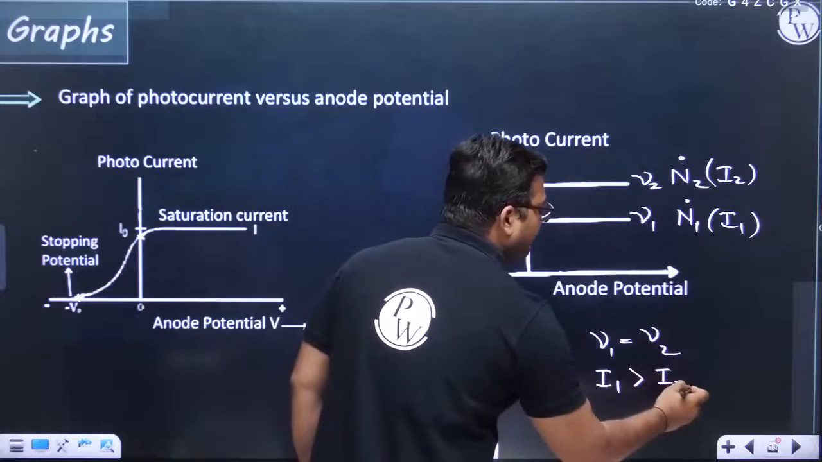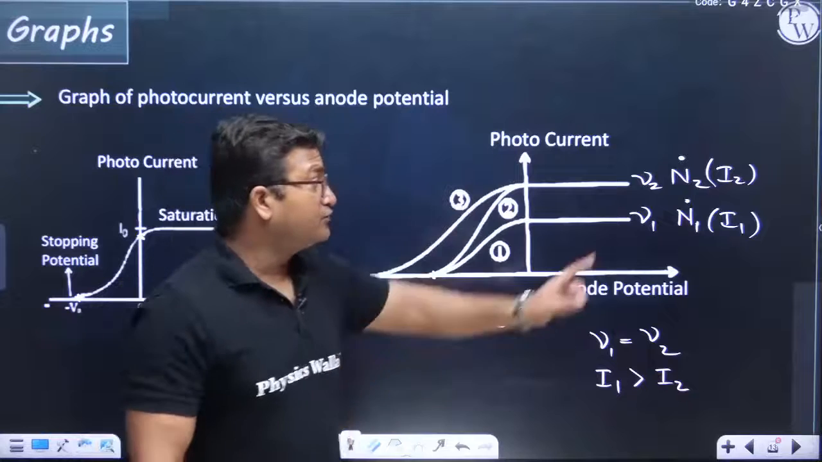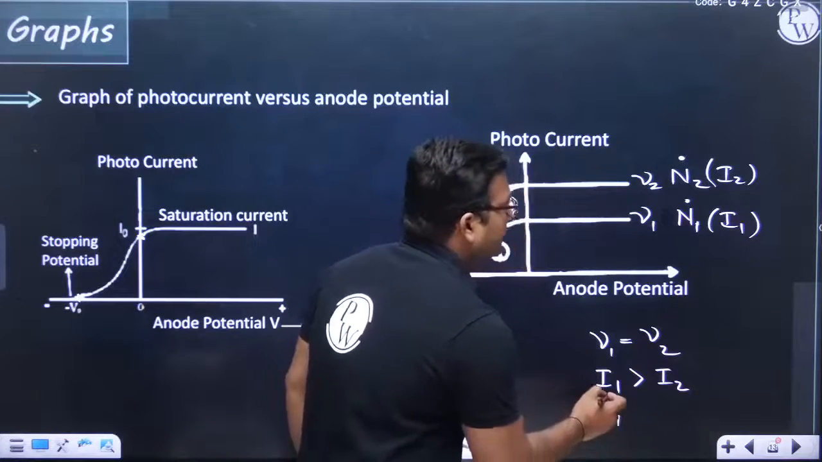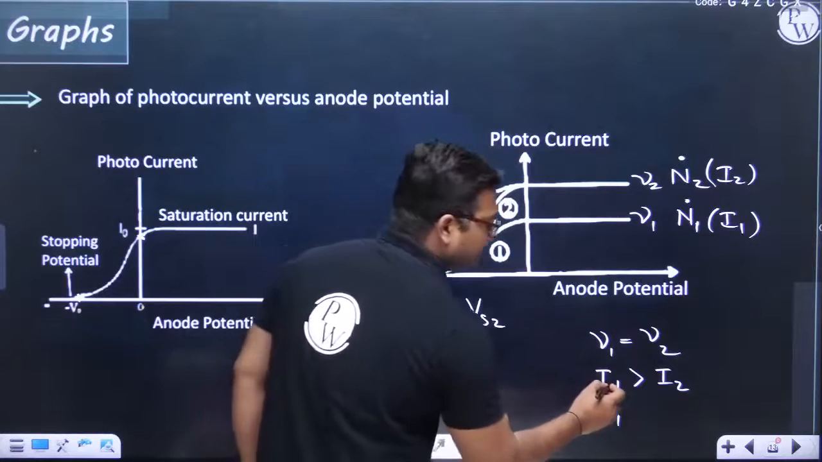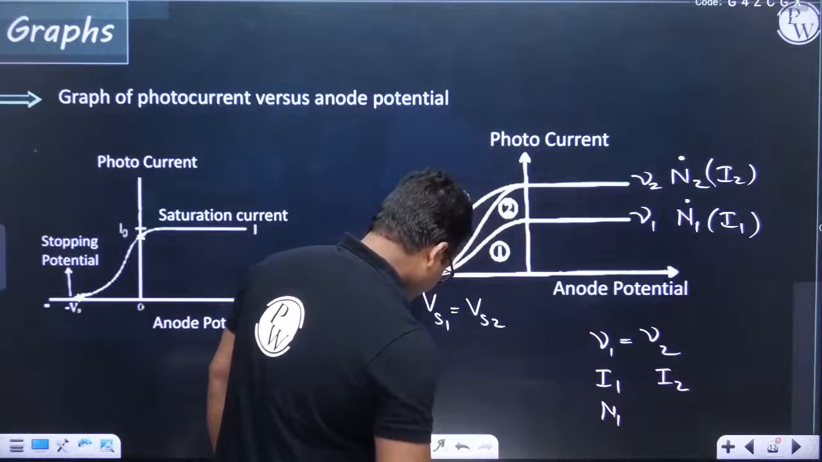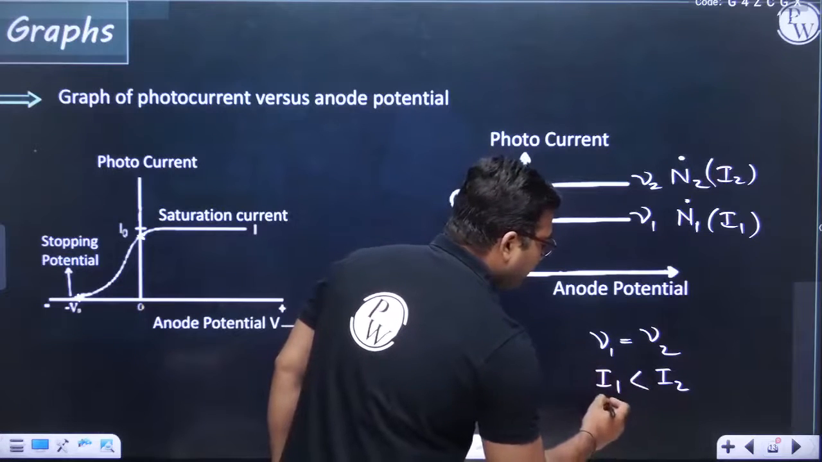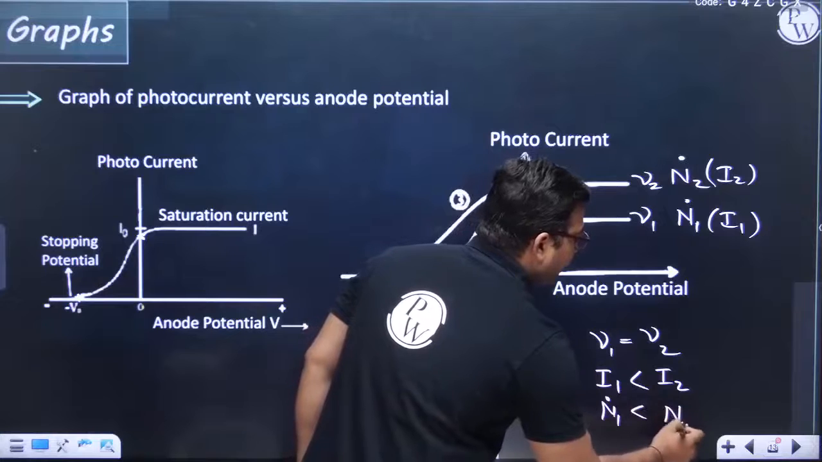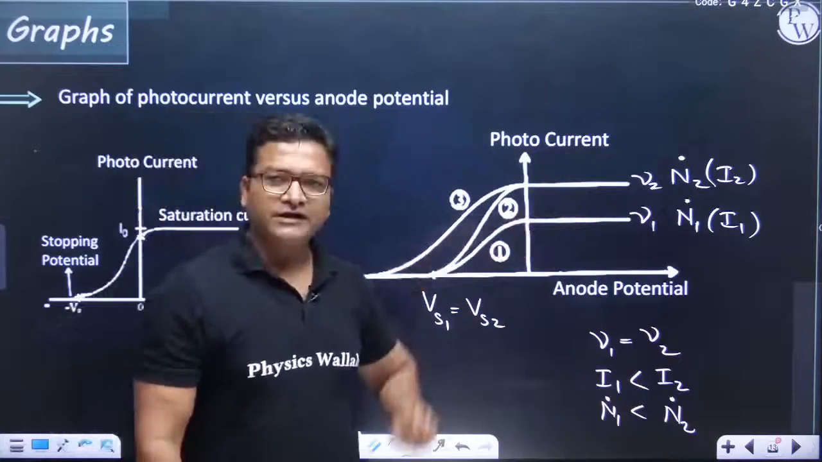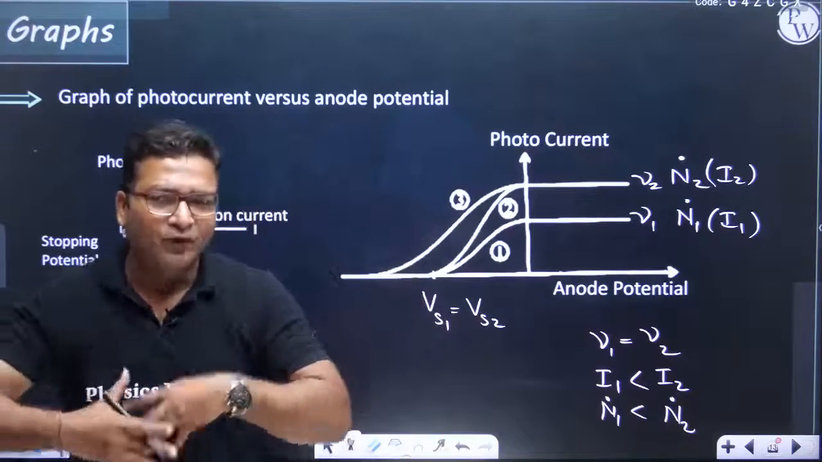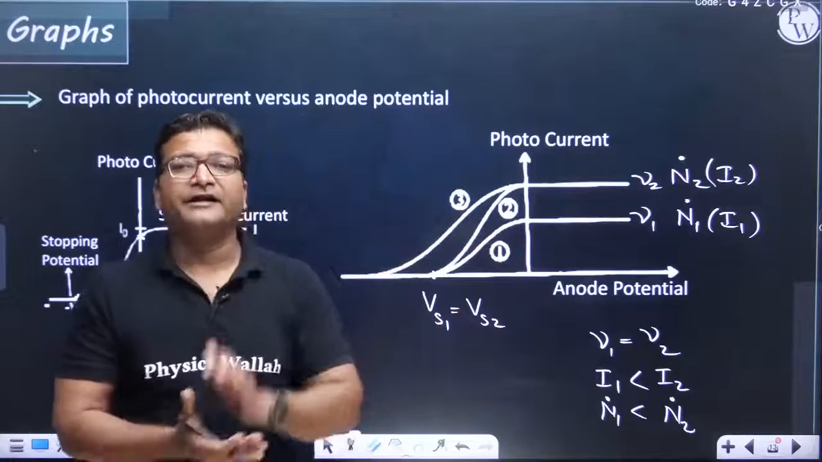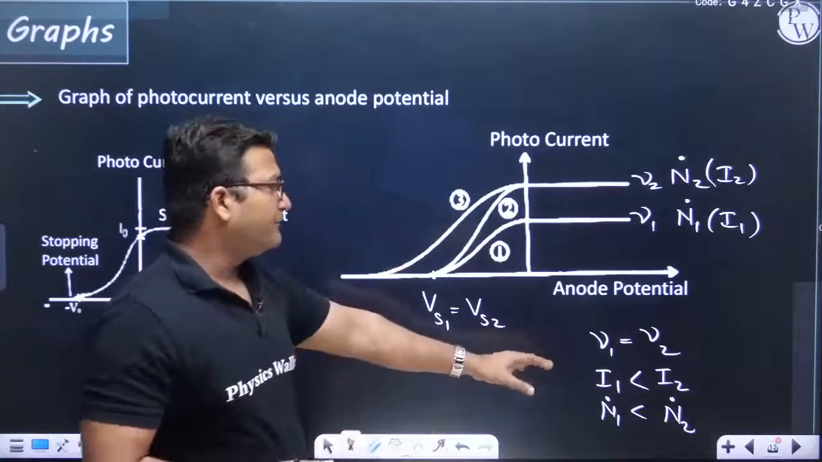Because frequency is the same but the number of photons of 2 is larger, actually this is I2, I must say, yes, I2 is larger and n1 dot is less than n2 dot, as can clearly be seen from the graph. Because saturation current is more, and current is more means more electrons are coming, and more electrons are coming because more photons are being incident, right? So that's the relation between 1 and 2.